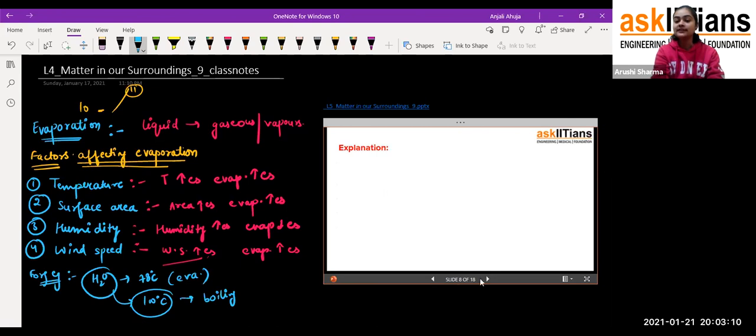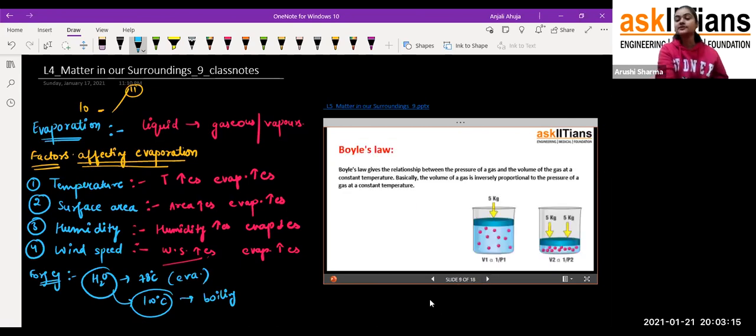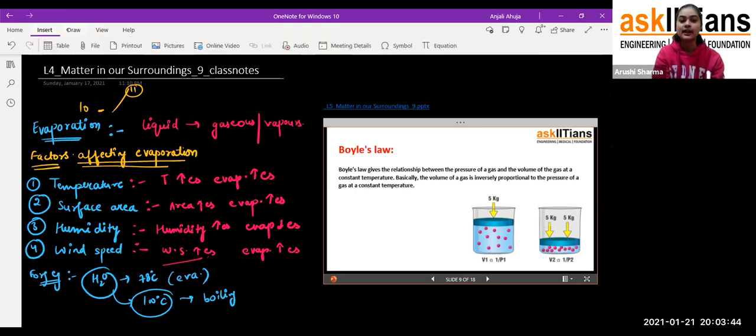So the first law is here. Okay, so this is the explanation. The first law is Boyle's law. There was a scientist named Boyle, and he gave us Boyle's law, not Boyle's temperature, Boyle's law. According to him, the law gives the relationship between the pressure and the volume. See, student, in this picture you can see what happened. I'll show you.